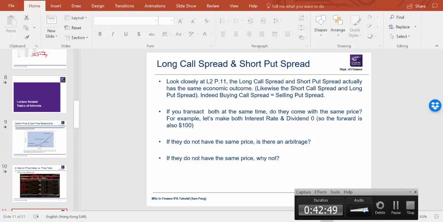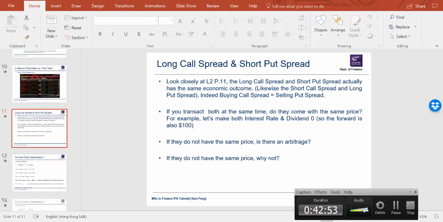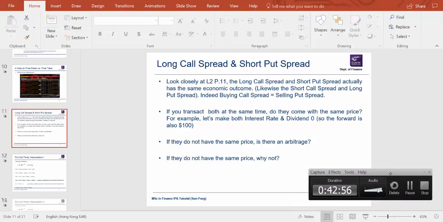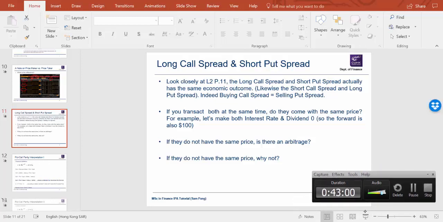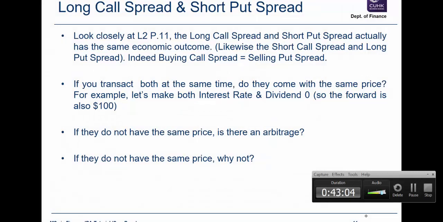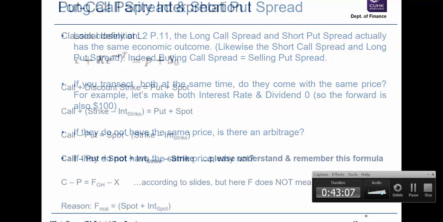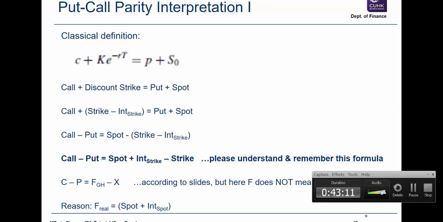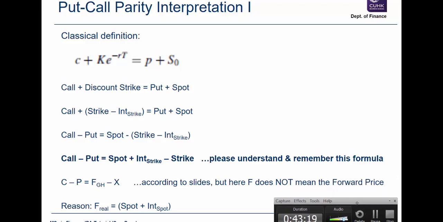Okay, now, I want to tell you one more thing, which is often a source of confusion. So please try to listen carefully. Now, this is regarding put call parity. And first of all, the classic definition of put call parity, as some of you, or in fact all of you would know, is that the call price plus the discounted value of the strike, that's K here, is equal to the put price plus the spot price right now.